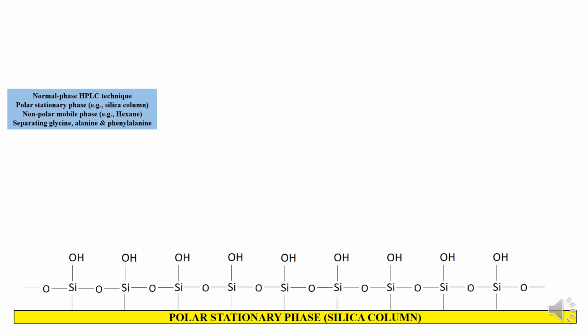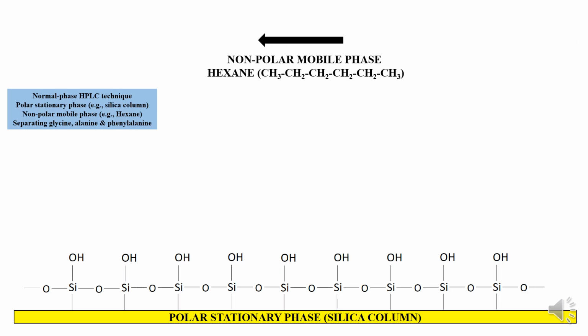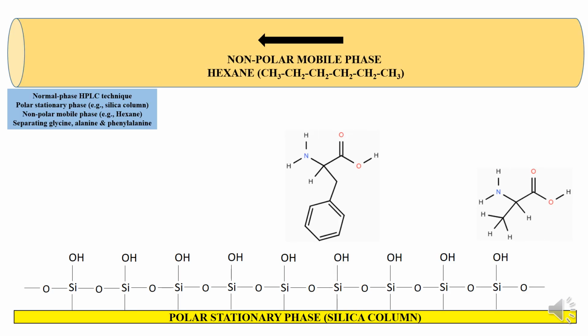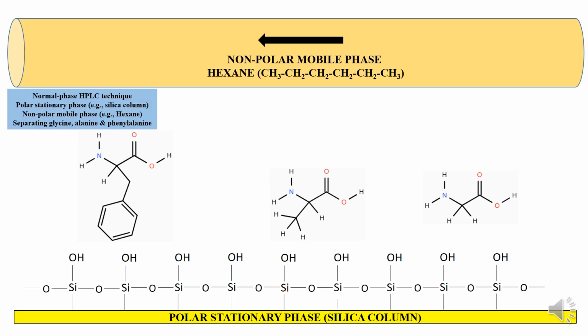So we take a polar silica column bearing a polar stationary phase, and we use the non-polar mobile phase hexane, which is flowing through the column. The three amino acid molecules are sandwiched between the polar stationary phase and the non-polar mobile phase in the column, and the relative speed or the distance traveled by these three molecules depends on their relative affinities towards the stationary phase or the mobile phase.